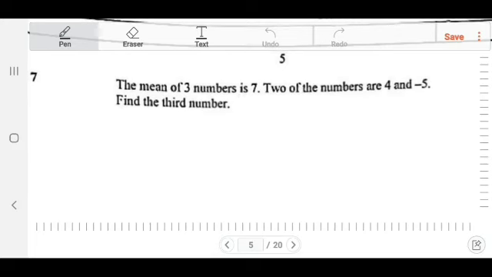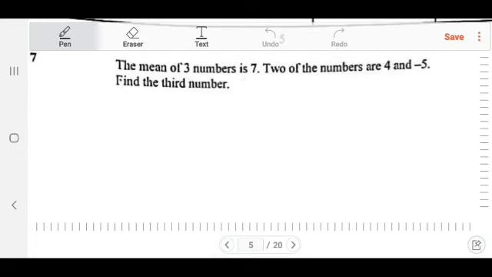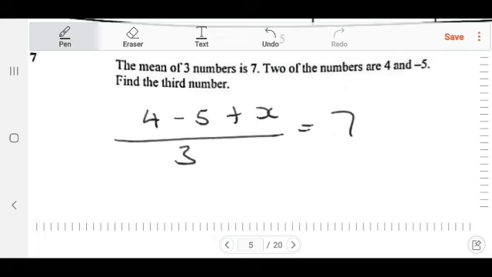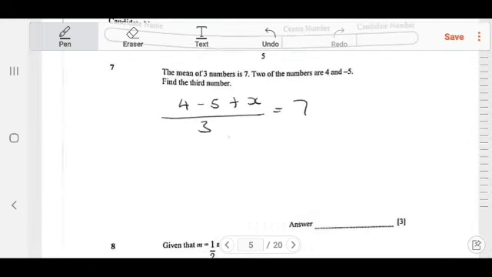The mean of three numbers is 7. Two of those numbers are 4 and minus 5. So if we say 4 minus 5 plus x over 3 equals 7, then now we're supposed to find x there. What is x? How can I do this? Take 3 to the side, and then here you get negative 1 plus x equals 21, then x equals 22, so it's 22 here.